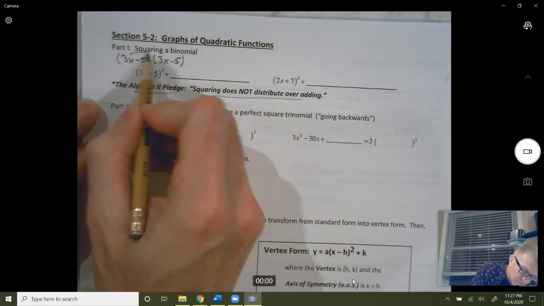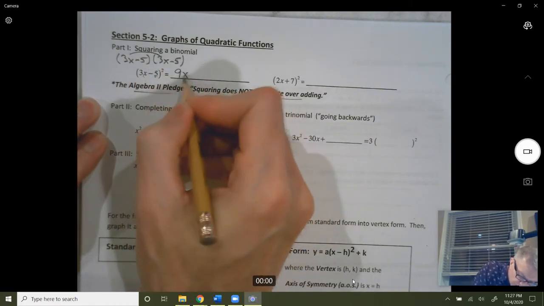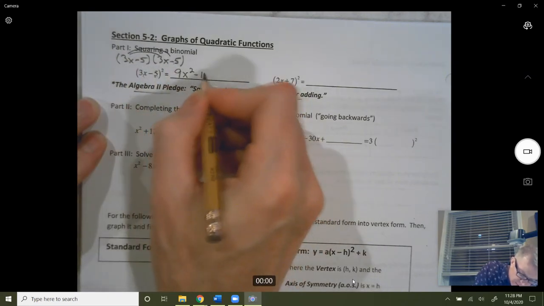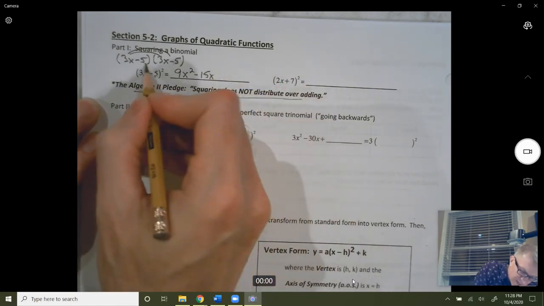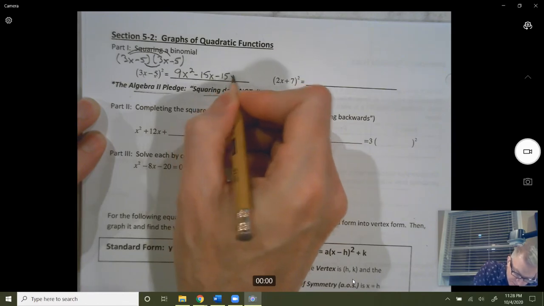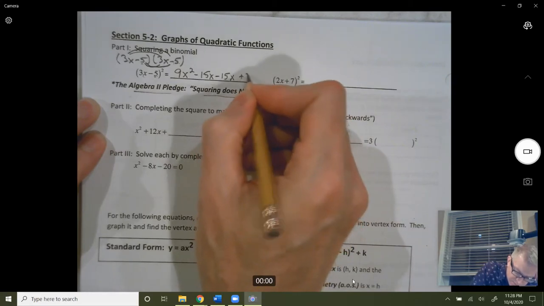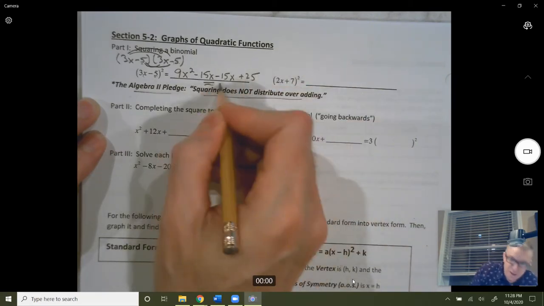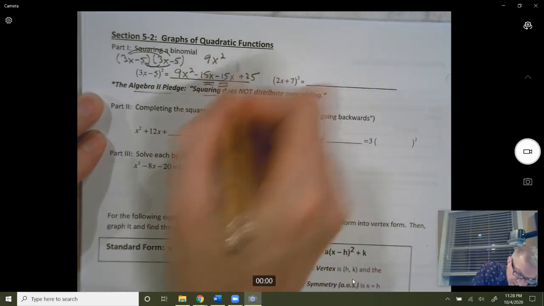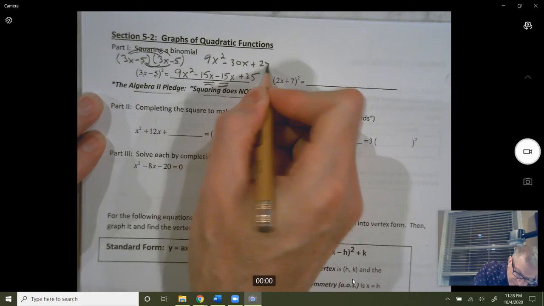So when I distribute or FOIL, 3x times 3x is 9x squared. And I do the outers: 3x times negative 5 is negative 15x. And then the inners: negative 5 times 3x, well, that's another minus 15x. And then the two lasts: negative 5 times negative 5 is plus 25. Then I can combine my two like terms. I'm just going to put my answer up here: 9x squared minus 30x plus 25.